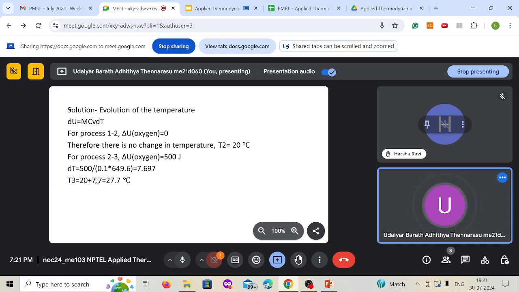So the temperature change, where the energy change is 500 joules, will be 500 divided by mcp, which is given. It will come out to be 7.697. So your change in temperature, T3, is 20 plus 7.7 degrees Celsius. This is 27.7 degrees Celsius.